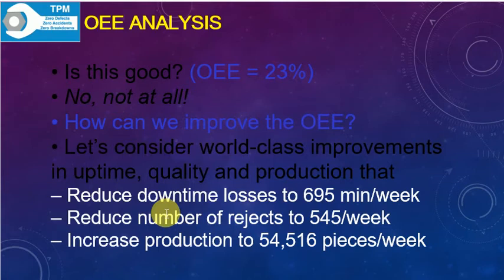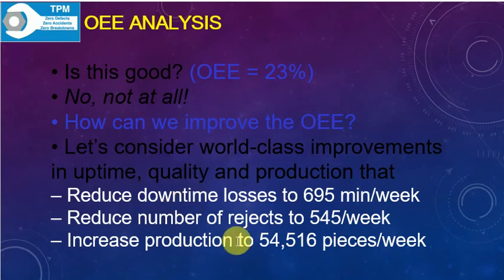So there are three important factors again. First is availability. How do we increase availability? By decreasing the downtime losses. How do we increase the quality? By decreasing the rejections. And how do we increase the performance? By increasing the production rate. So we can reduce the cycle time and increase the production rate.